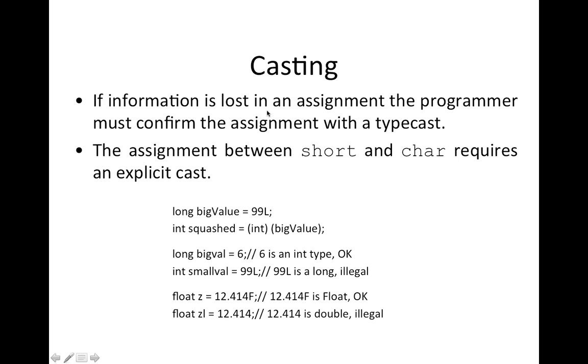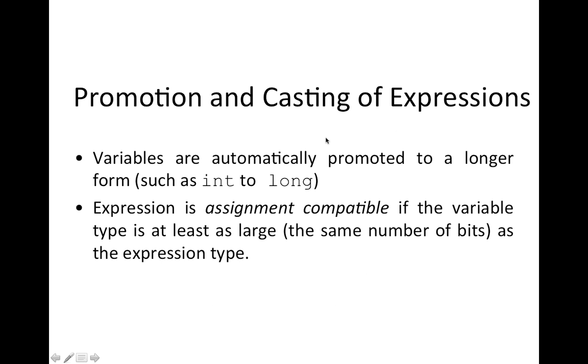Fine. Then promotion and casting of expressions. Variables are automatically promoted to a longer value. That means while running a multiplication of, say, two integers, it may result in a long, right? So it derives a long number. During runtime, if you don't cast it properly, it may throw an error. So they get promoted automatically. That's why auto boxing and unboxing are actually helping a lot these days.